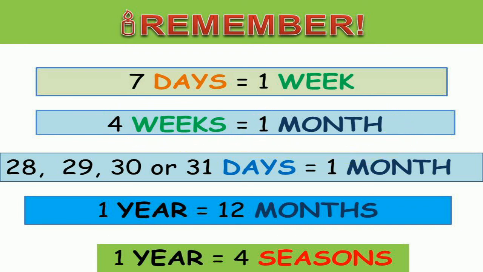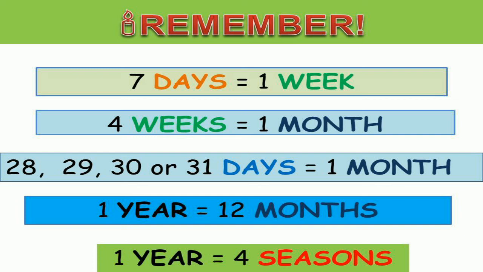So in a month, we have 4 weeks. 28, 29, 30 or 31 days is equal to 1 month. In a month, we have 28, 29, 30 or 31 days.